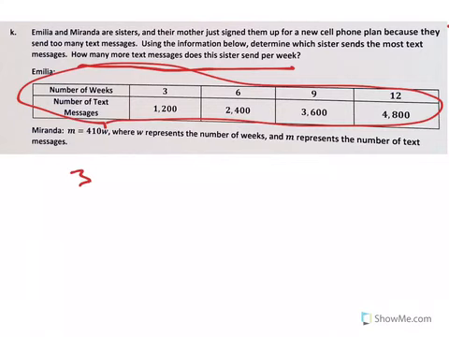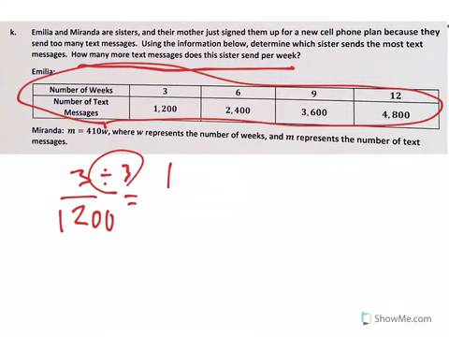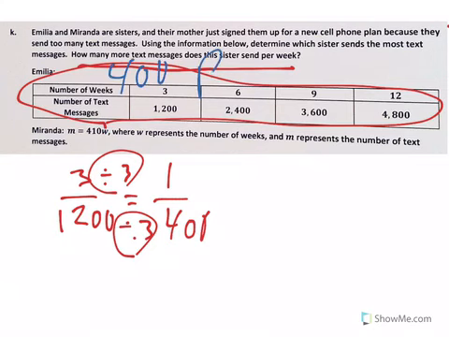When we see Amelia, she's in this chart here. For every 3 weeks, she sends 1,200 messages. We want to know how many she would send in 1 week. We know our constant, or our magic number, is divided by 3. So 1,200 divided by 3 would give us 400. So we know Amelia sends 400 messages per week.